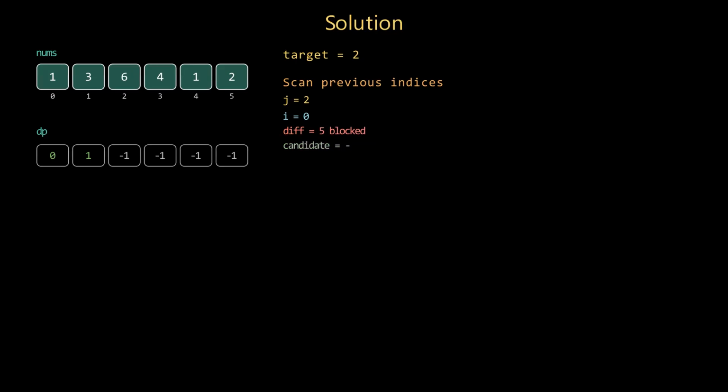For j equals 2, the reachable previous indices cannot legally jump here, so dp[2] stays unreachable. For j equals 3, index 1 is reachable and the value difference is 1, so candidate 2 updates dp[3]. For j equals 4, the best reachable legal predecessor gives 2 jumps, so dp[4] becomes 2. For the last index, several previous indices are legal. The best candidate comes from dp[3] + 1, so dp[5] becomes 3.